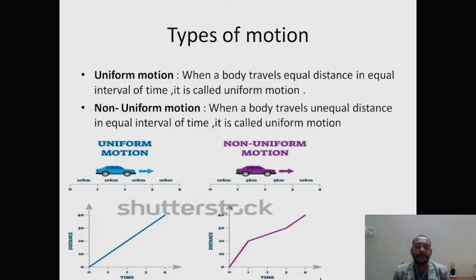And here is the representation of the distance and time graph. Here we can see a straight line showing uniform motion, while the curved or non-straight line shows non-uniform motion.